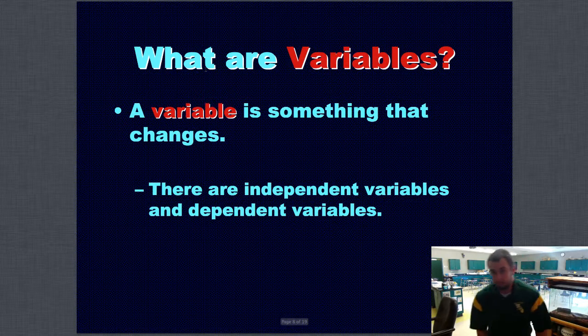So what are variables? We heard about that word variables in the last picture, and the variable is something that changes, hence the word vary in there, that prefix vary, so something that changes in the experiment. There are independent variables and there are dependent variables. We're going to analyze these two different types of variables, which you'll be responsible for knowing.